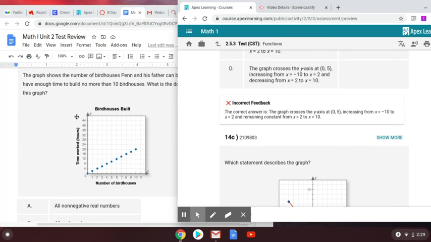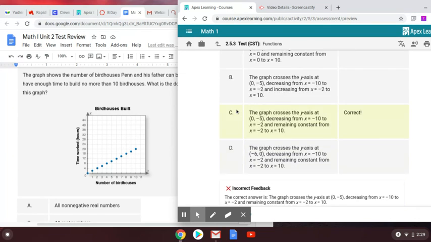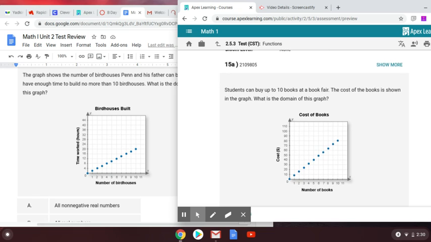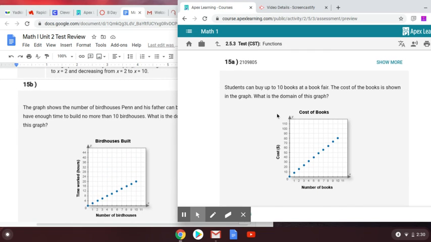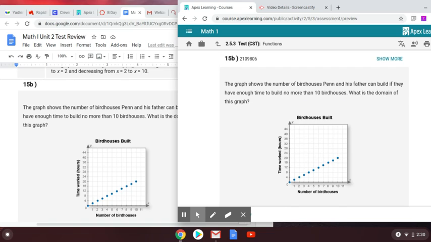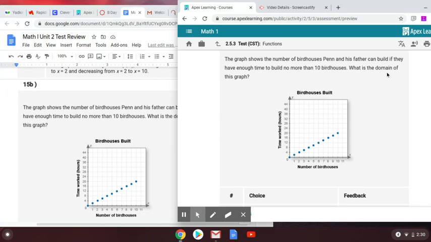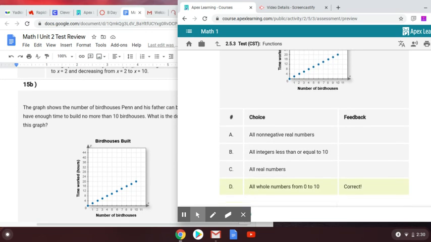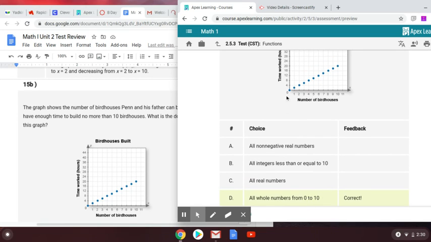I didn't give you 14C. So 15A. I didn't give you 15A. I gave you 15B. The graph shows the number of birdhouses Penn and his father can build if they have enough time to build no more than 10 birdhouses. What is the domain of the graph? So again, remember that domain means your x values, your independent variable, which is the number of birdhouses. And they're asking you which one of these describes this. All whole numbers from 0 to 10. Is 0 included? Yes, 0 is included. And it does go all the way to 10.